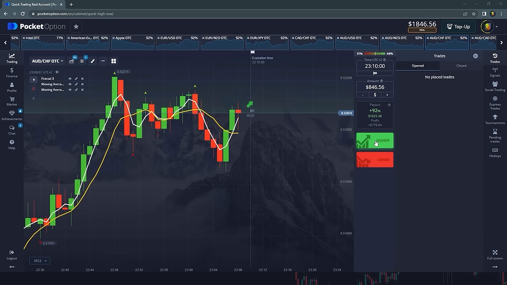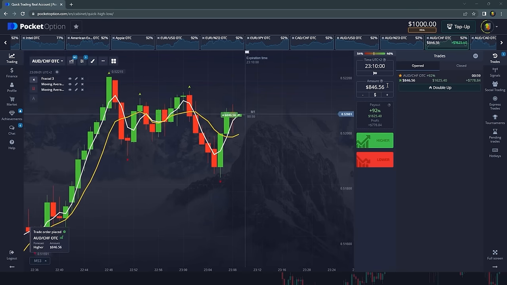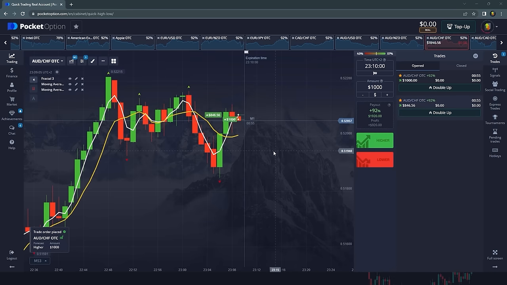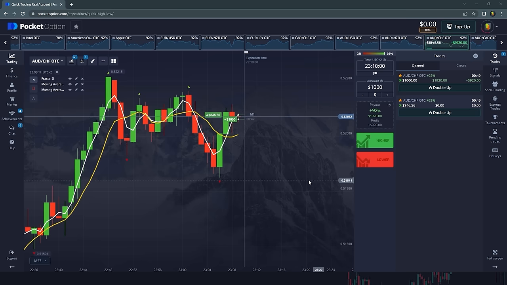Let's risk the whole balance again in splits. On this platform, 1,000 is the maximum amount to risk on a single trade. But you can place any number of trades. Probably it would have been easier and safer to place 2 trades with $900. Next time.